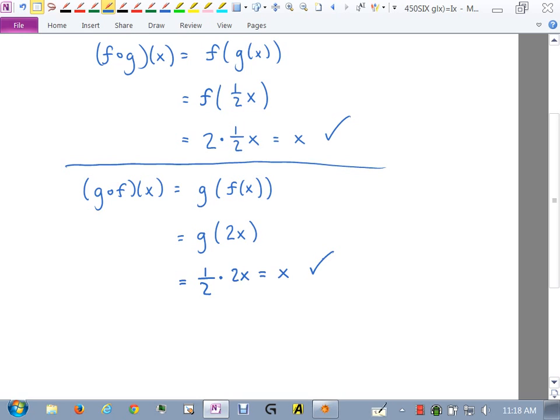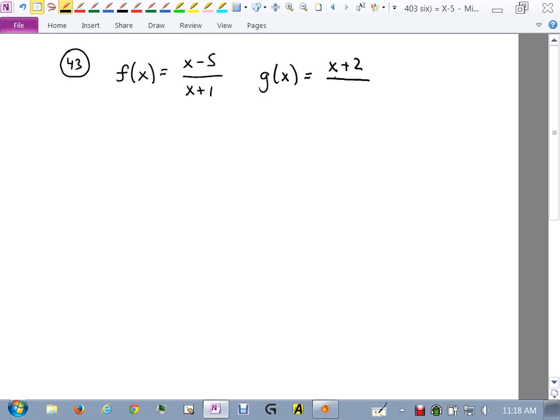Do which one? I'll do 43, but I'm going to work fast. I don't want it. Well, which one though? Because you're asked to do f of g, g of f, f of f, and g of g. So which one do you want me to do?